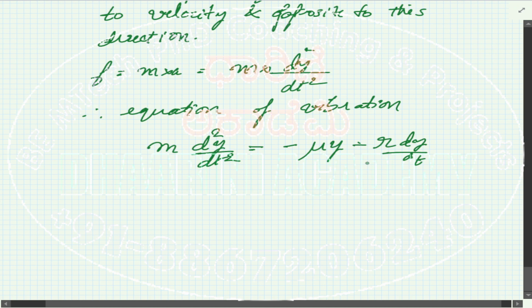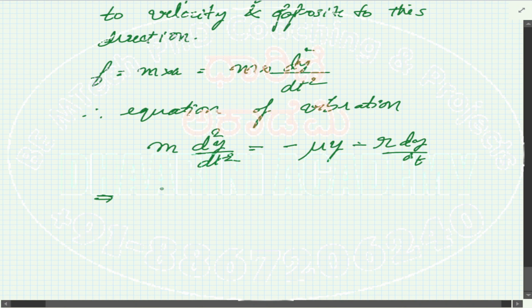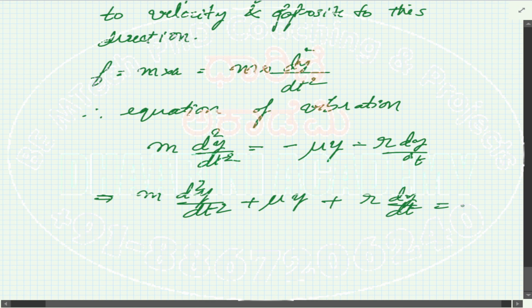So we try to convert this into a simplified format. We'll bring everything to the same side. So that is m d square y by dt square plus mu times y plus r times dy by dt is equal to 0.